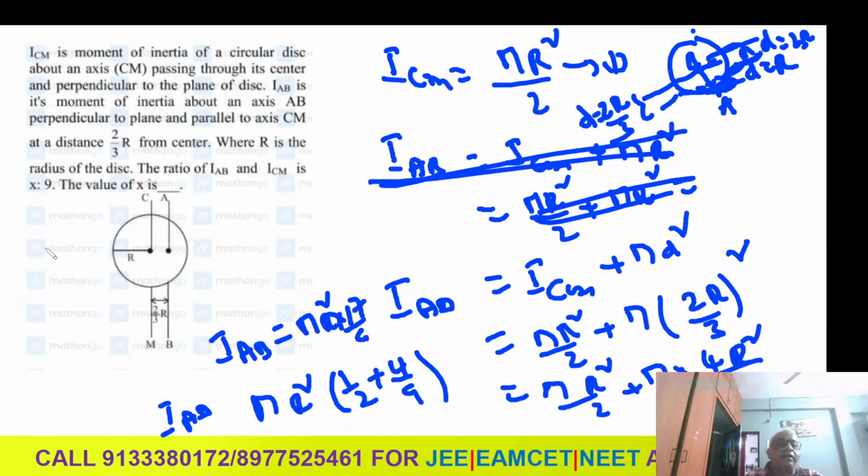He has given that IAB is to ICM is x is to 9. So how much are you going to get? 17 by 18, nothing but, of course, mr square by 2. If you do all these things, the x value will become 17. You check the ratio here, nothing but 17.